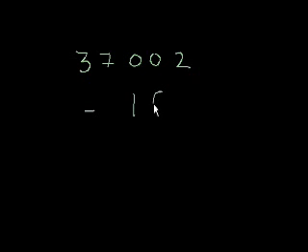So let's do a problem now that I think will confuse you a little bit more, because the borrowing isn't as easy. You have to actually borrow from a couple of places. Let's say I had 37,002 minus, let's say I had 155. So it's the same drill.